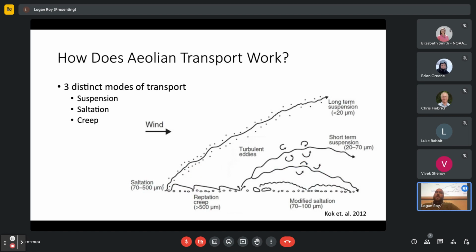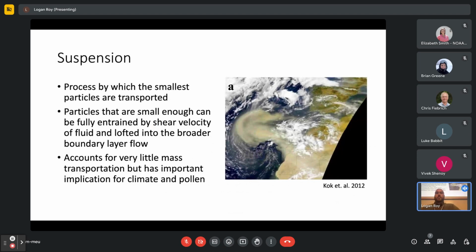These different classes of interactions produce three distinct modes of transport, largely size sorted. You've got suspension shown here in this plot, at the top, with long range, long time suspension of the smallest particles. Then you can see particles hopping along the bed, for example, saltation. And then finally, at the bottom, you have particles that tend to roll along the bed. That's what creep is, sometimes called reptation. So we'll look at the three one at a time, in the Lagrangian view.